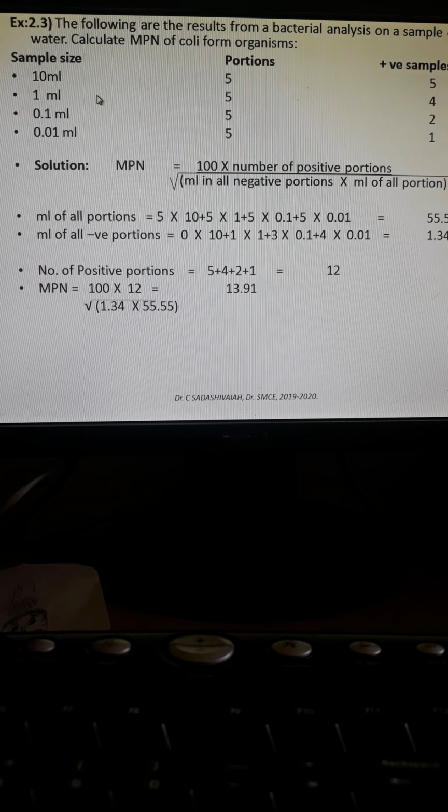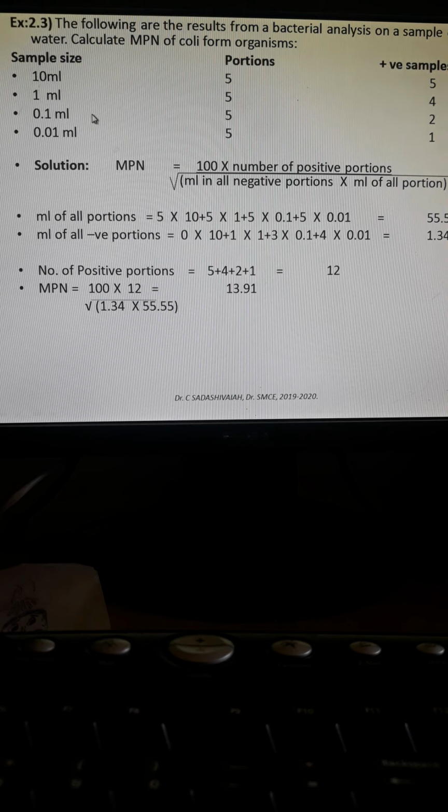So when the sample size was 10 ml, the number of portions, such portions of 10 ml taken, were 5 test tubes, and among them all 5 indicated positive. Therefore, obviously, negative samples will become 0 in the first case. When the sample size was 1 ml, portions taken are 5, so the positive portions in the second case were 4, obviously 1 test tube indicated negative.